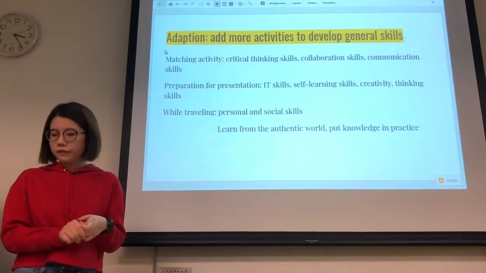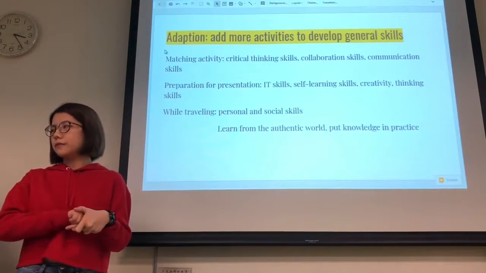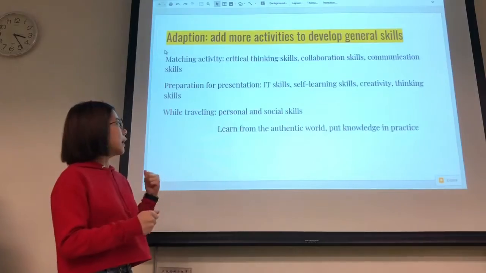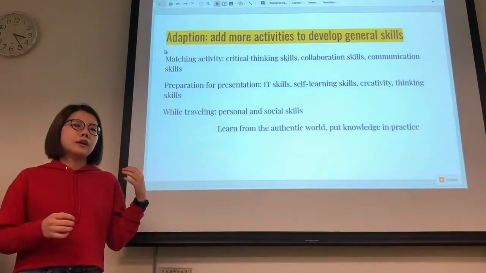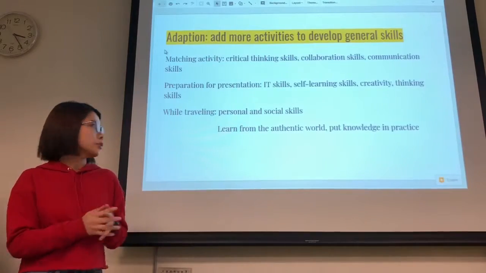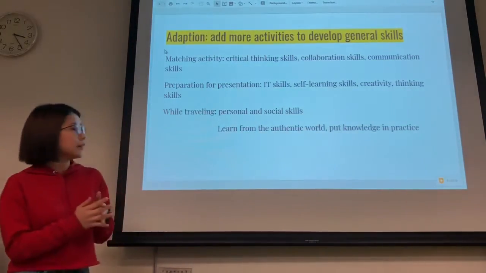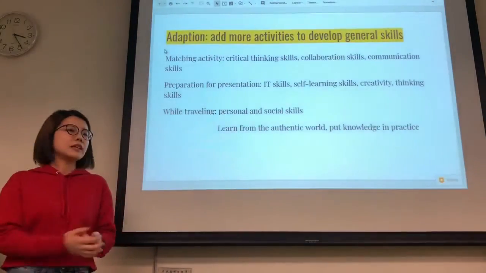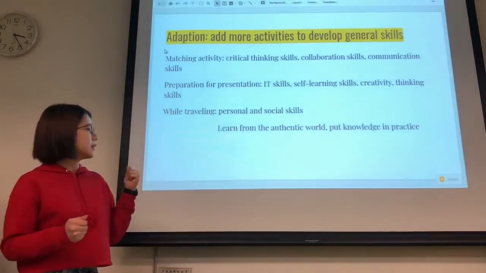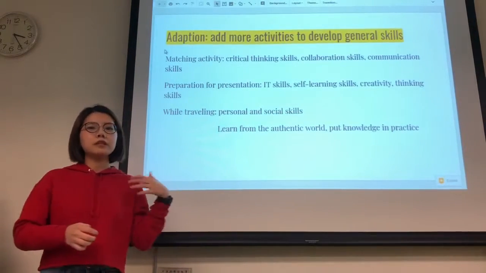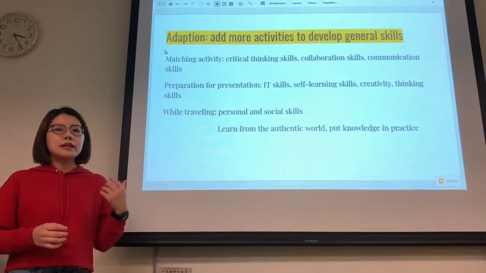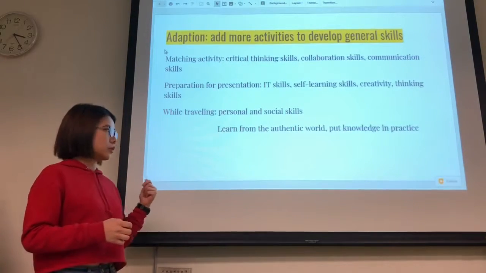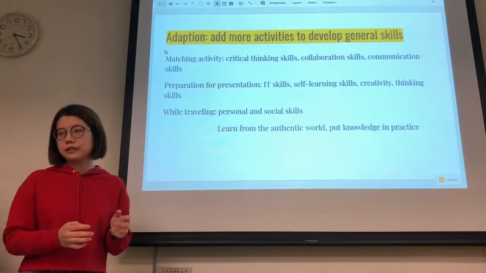And compared with the original textbook, we have some adaptations. We have added some activities in the class to develop the general skills of the students. We have added a matching activity and a presentation in the class, and especially for the presentation, because the students need to travel into the real world, so they can learn from the authentic real world and put the knowledge into practice.